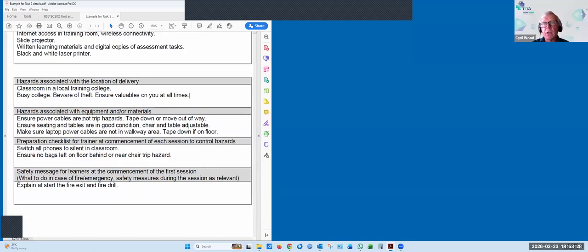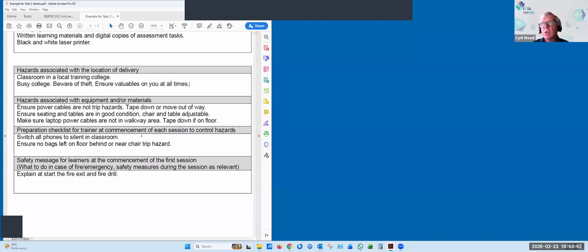But the general hazards: cables, trip hazards, maybe the seats and tables in good condition. Is the air conditioning working? Make sure the laptop power cables are not in a walkway, taped down, anything like that you can think of that is relevant to you. It doesn't have to be what I've written down.